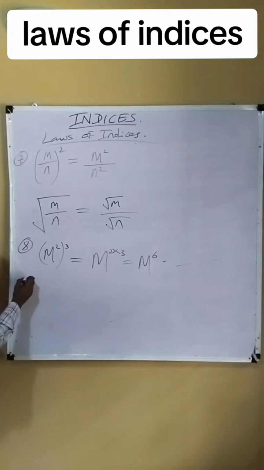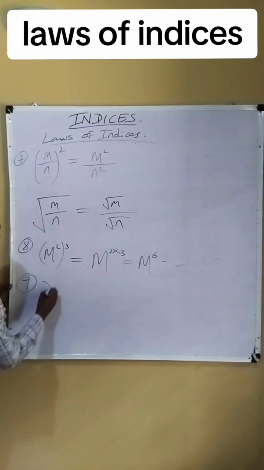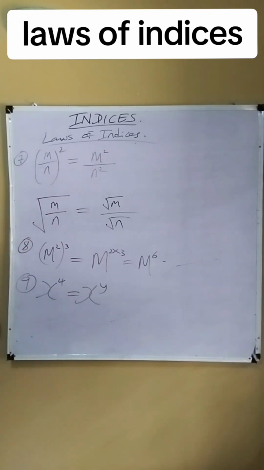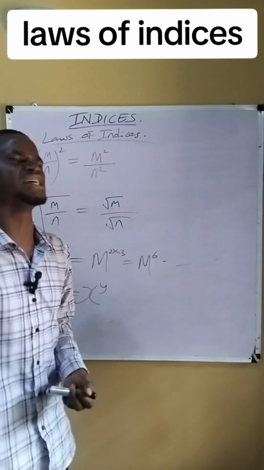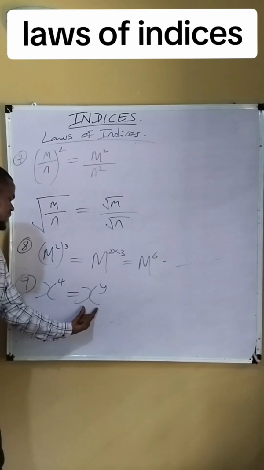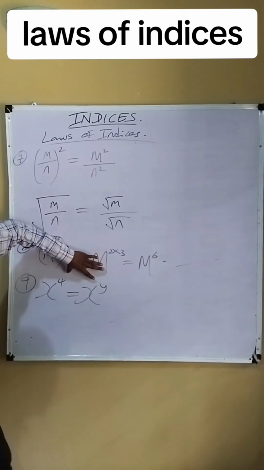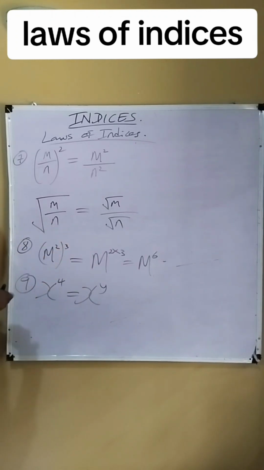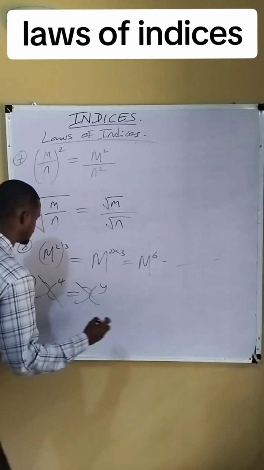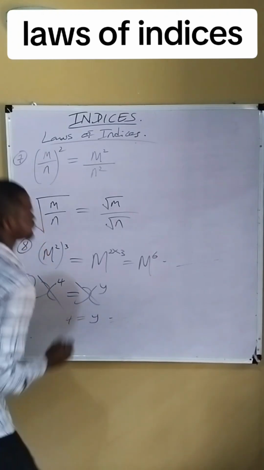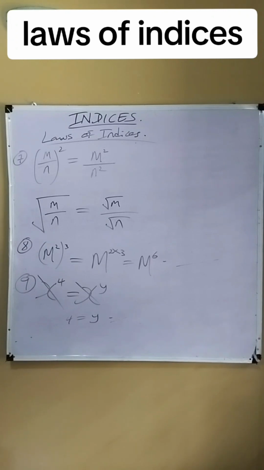If you still have something like this, s raised to the power of 4 equal to s raised to the power of y. Anytime you are equating indices of the same base, you can see that the base number here is s, and the base number here is s. And these are the indices. You are equating indices of the same base. What do you do? Cancel out the base. This s will cancel out this s. What will be left is 4 equal to y.